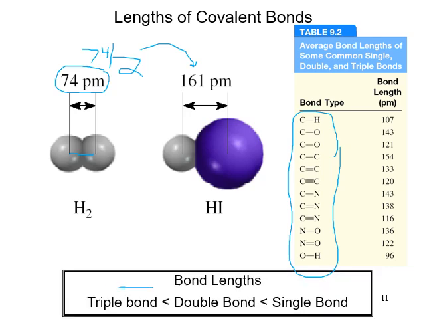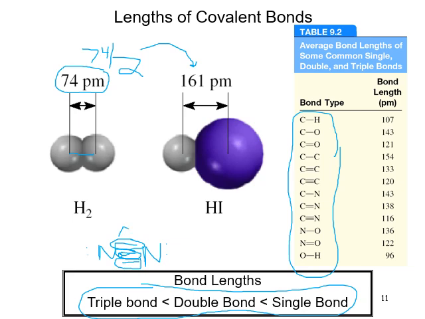So triple bonds are shorter than double bonds, which are shorter than single bonds, which makes sense because there's more overlap in a triple bond between the 2 elements than there is in a double bond, and more overlap in a double bond than there is in a single bond. So there was an overlap here. We're going to get to this in chapter 10, but this is called a sigma bond. And then you have more bonds, and these are called pi bonds, and their overlap is not as strong, but it does pull the atoms closer together, which makes the bond shorter.